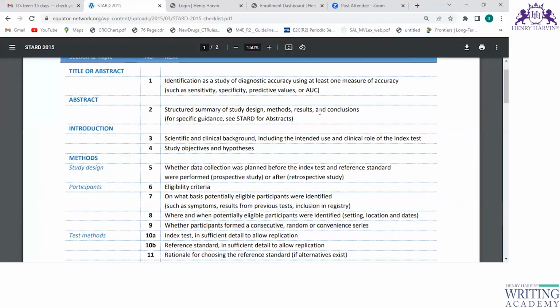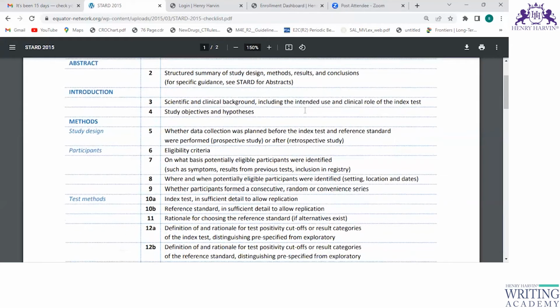First you have to write about the title and the abstract. In the title, you have to mention what is being studied in the diagnostic test, and what the measurement of accuracy is, whether sensitivity, specificity, or predictive value. And then for the abstract, you have to write a structured abstract, providing a structured summary of study design, methods, results, and conclusion.